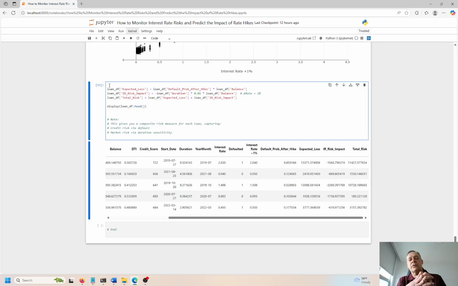That's it, guys. So that's how to monitor interest rate risks and predict the impact of rate hikes on your portfolio of debt or loans or mortgages or whatever the heck you're dealing with, right? This does have a real consequential impact on people's lives, and yeah, this is the world we live in. That's how it works. Okay.